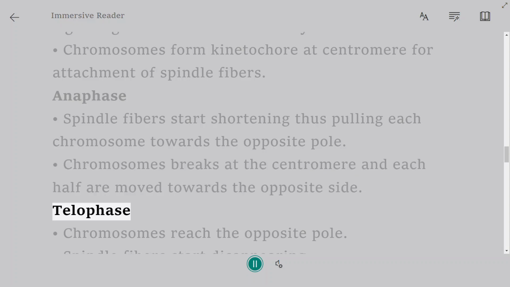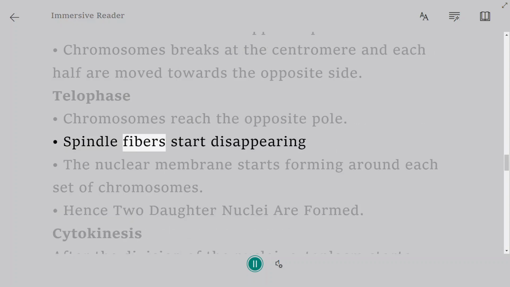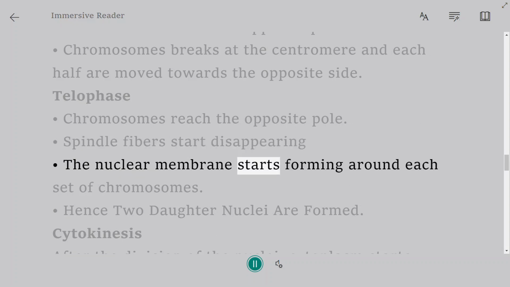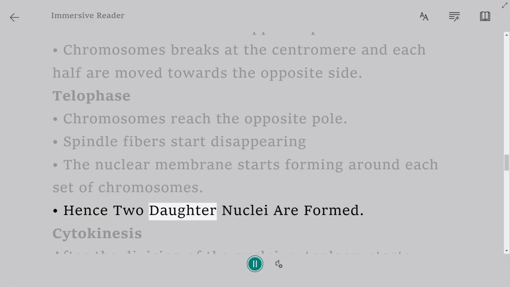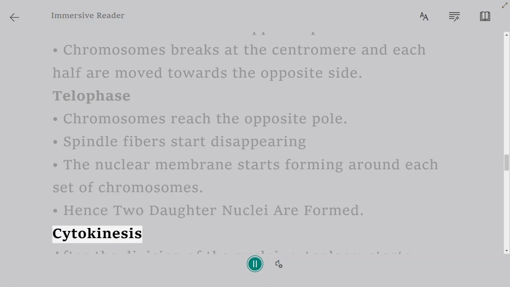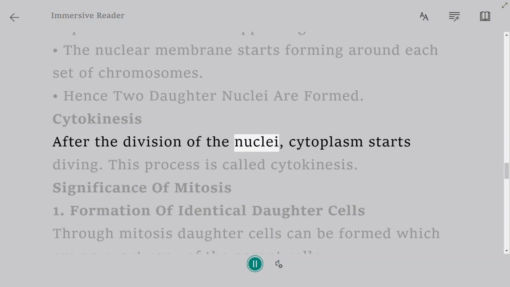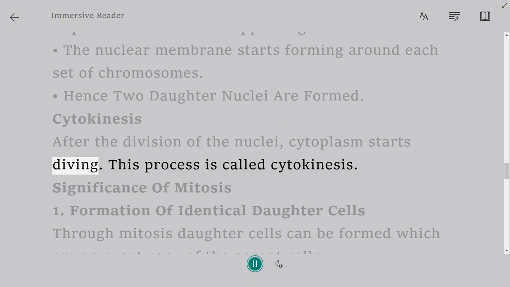Telophase. Chromosomes reach the opposite pole. Spindle fibers start disappearing. The nuclear membrane starts forming around each set of chromosomes. Hence 2 daughter nuclei are formed. Cytokinesis. After the division of the nuclei, the cytoplasm starts dividing. This process is called cytokinesis.